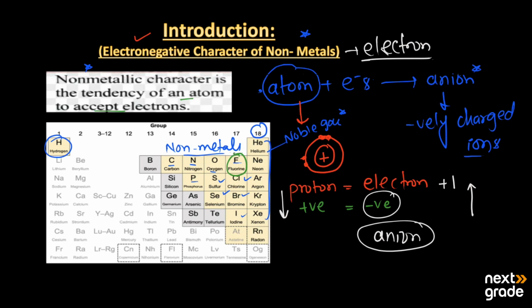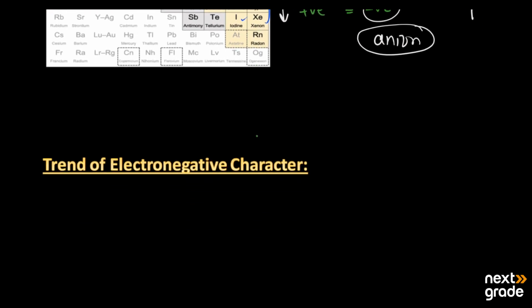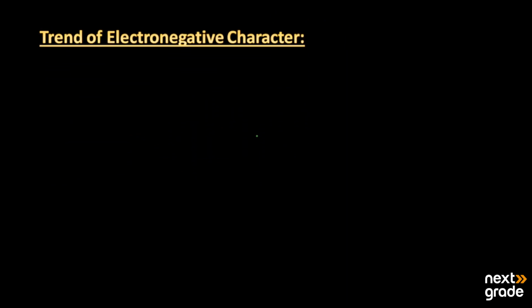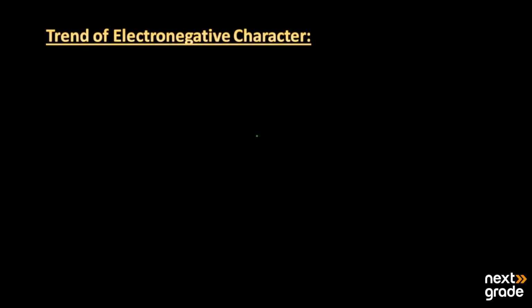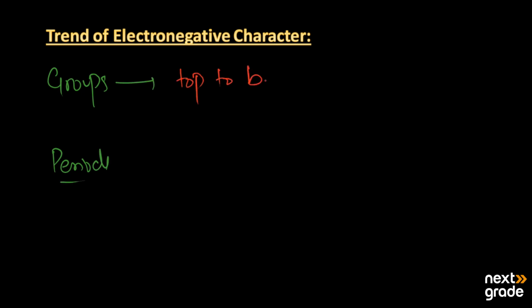When we move from top to bottom in the group or left to right in the period, we will learn whether the non-metallic character is going to increase or decrease. So the trend of electronegative character in the group and in the period is very simple. The groups are basically from top to bottom, and the periods are basically from left to right in the periodic table.